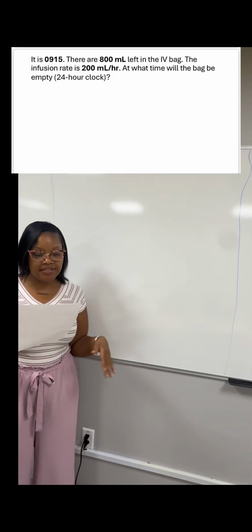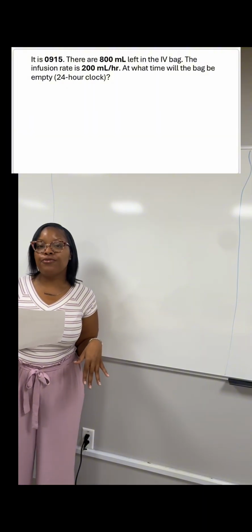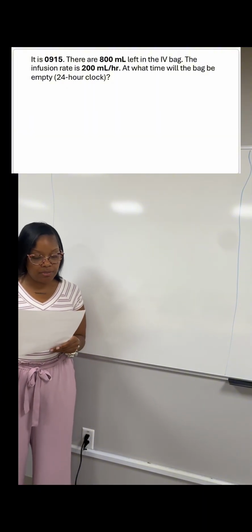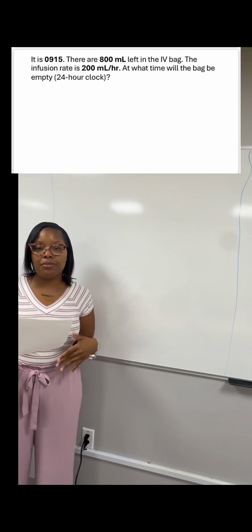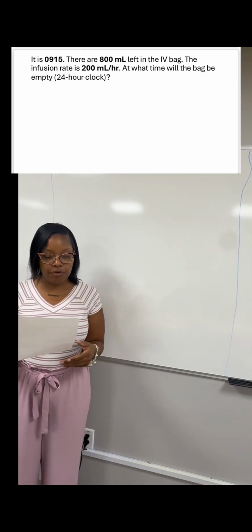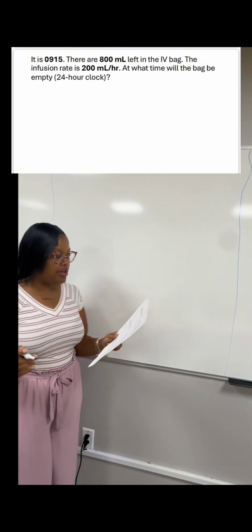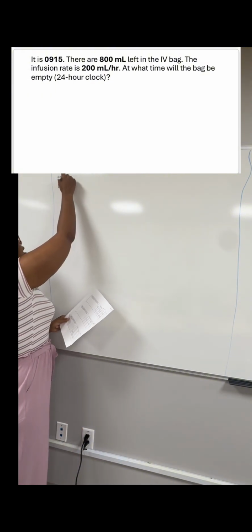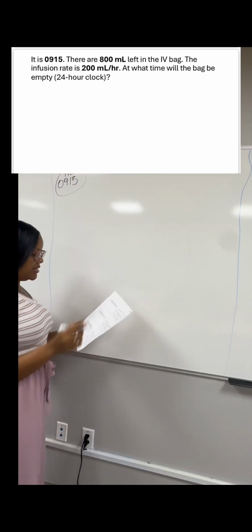It is 9:15 and there are 800 mLs left in the IV bag. The infusion rate is set to 200 mLs per hour. At what time will the bag be emptied? And you want to make sure that you're using the 24-hour clock. So we want to jot down what time it currently is. So it's currently 9:15. So I'll put now, that's what time it is now, okay?